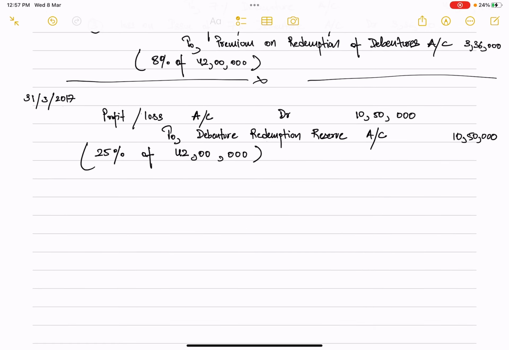Now, this is the creation of DRR. Anytime you are preparing or creating this debenture redemption reserve, please keep in mind 25% of the total value of the debenture issue. All right. And it has to be created using the profits of the company. So, profit and loss account will be debited in this case.